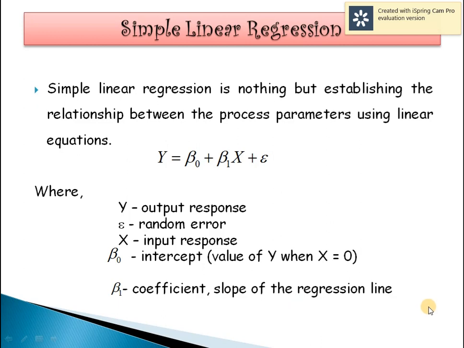While performing any process analysis, there will be a random error which cannot be controlled manually. That should also be considered in our regression analysis, and it is denoted by epsilon, which is the random error.